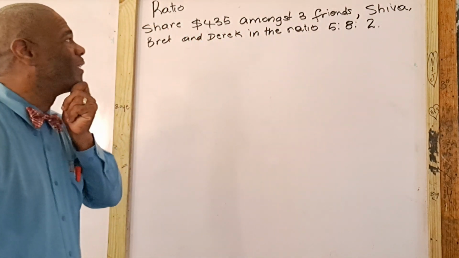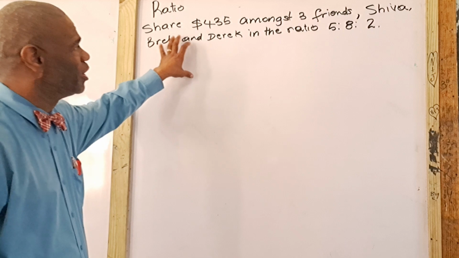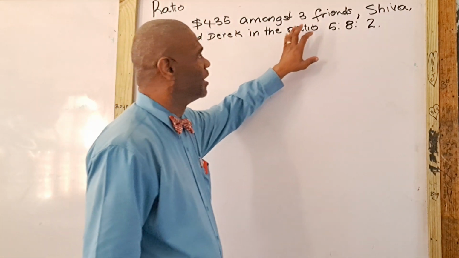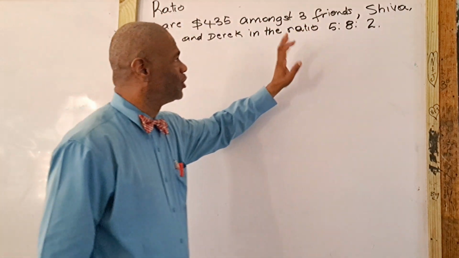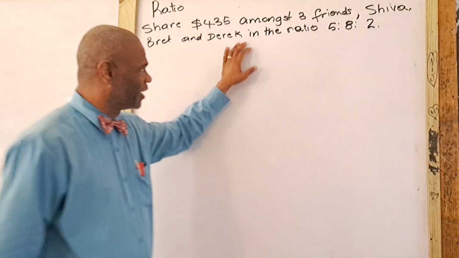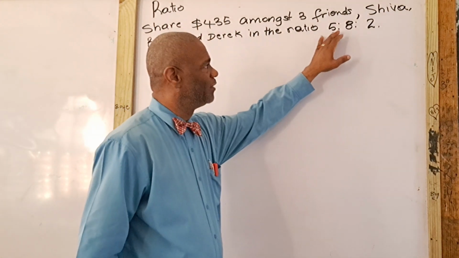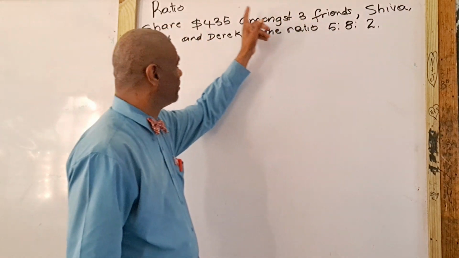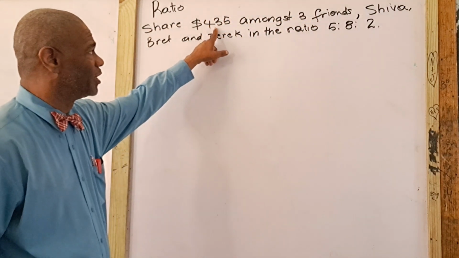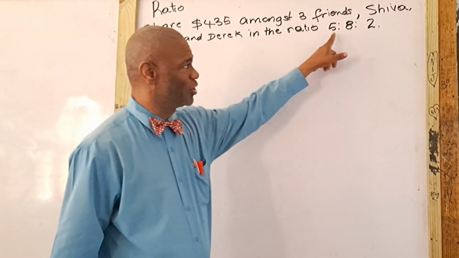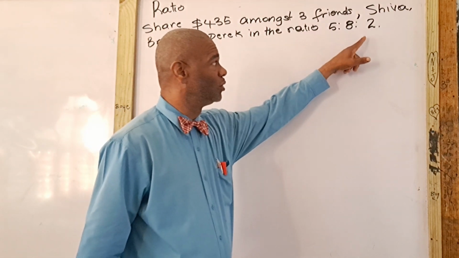So we have a question here that says, share $435 among 3 friends, Shiva, Brett, and Derek, in the ratio 5 to 8 to 2. So we have 5 to 8 to 2. We are going to share this amount of money here, $435, in this ratio. Right? So 5 to 8 to 2.